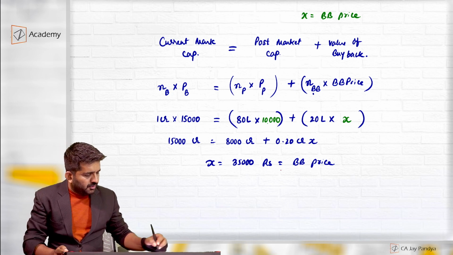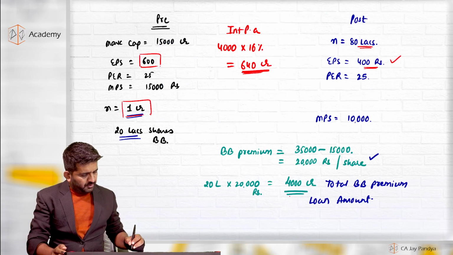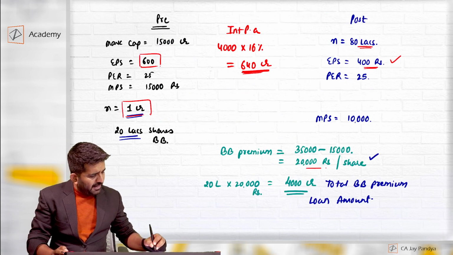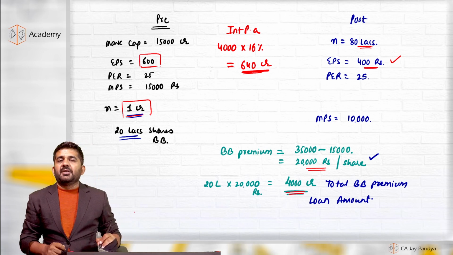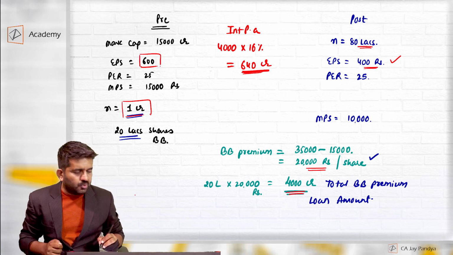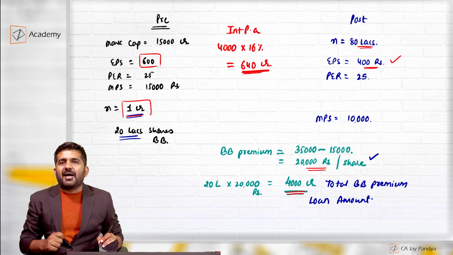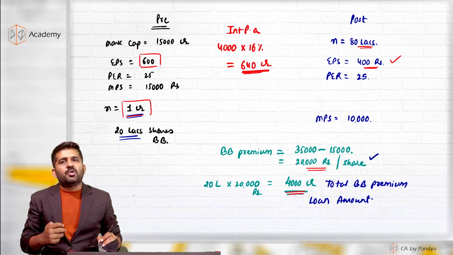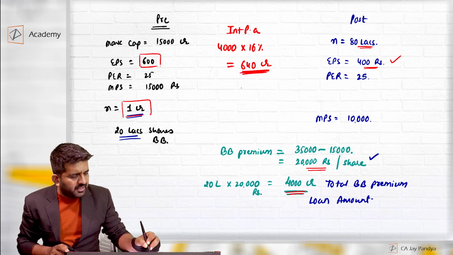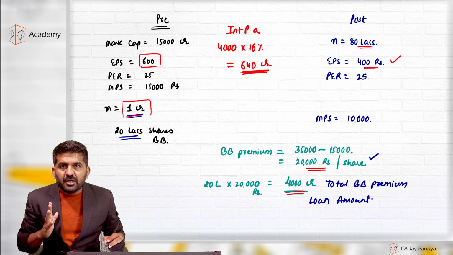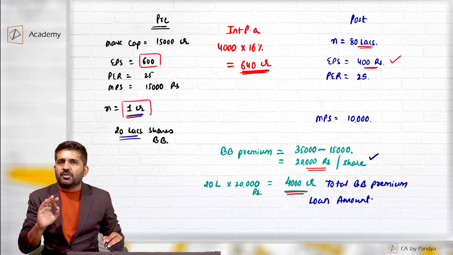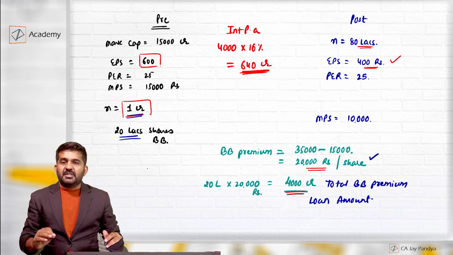If I need to prepare a suggested answer for this particular question, the buyback price would be 35,000. Buyback premium is 20,000 per share, and the total premium of buyback is 4,000 crores, which is nothing but the loan taken by the company, and the total interest before tax payable by the company is 640 crore on this particular loan for the period of 1 year. This should be the suggested answer.